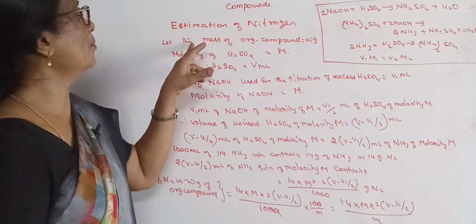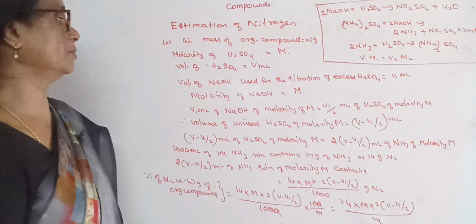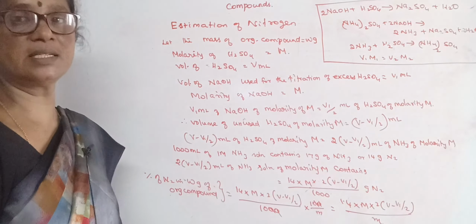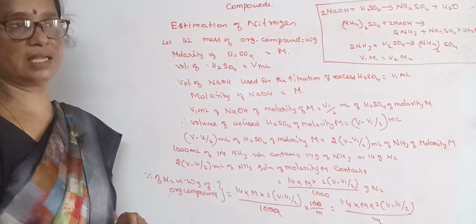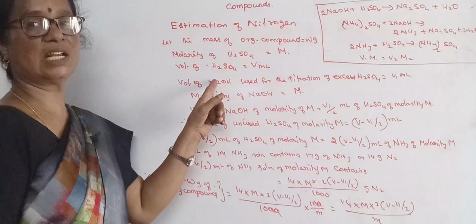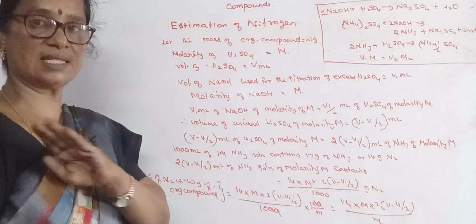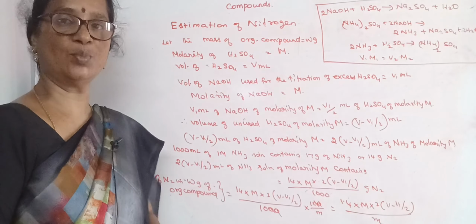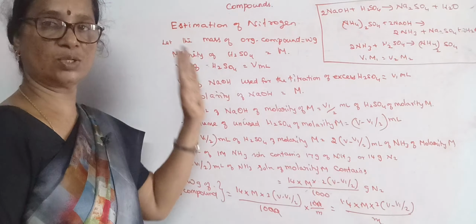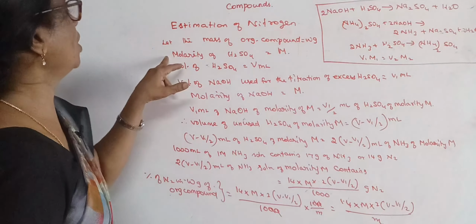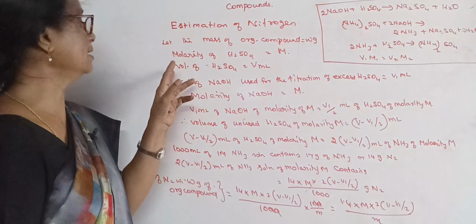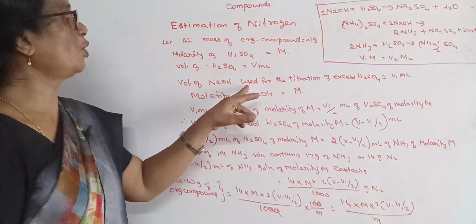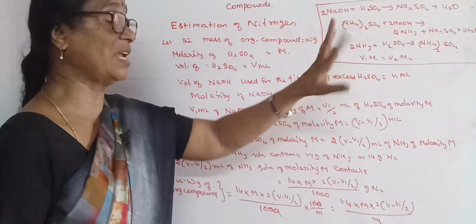Ammonia, when passed over sulfuric acid, is converted into ammonium sulfate. Let us take the mass of the organic compound as W gram. We did the titration of the standard solution of sulfuric acid against the standard solution of sodium hydroxide, and the concentration of both is taken as the same molarity. If sulfuric acid is 1 molar, sodium hydroxide is also 1 molar. Let us take the molarity of sulfuric acid as M and the volume of sulfuric acid as V ml. Let us take the volume of sodium hydroxide used for the titration of excess sulfuric acid.